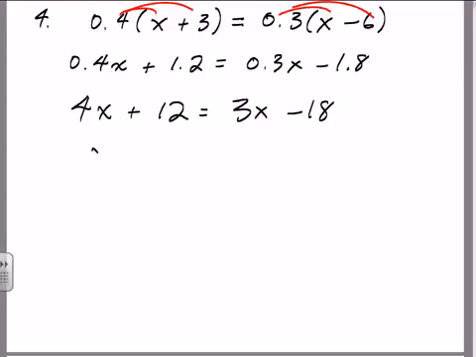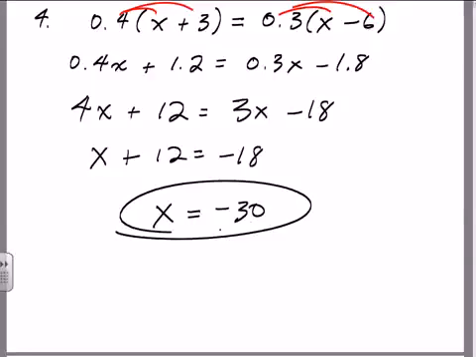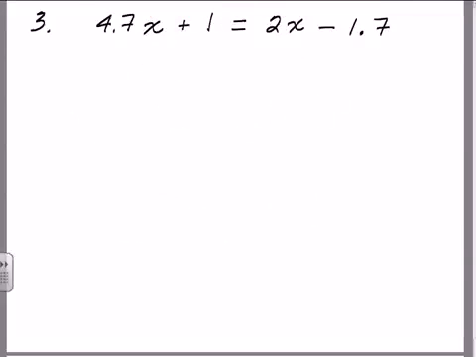Subtract 3x from both sides. Leaves us 1x over here. It disappears on this side. Subtract 12 from both sides. We end up with x equals a negative 30. Okay, I am missing a problem here.